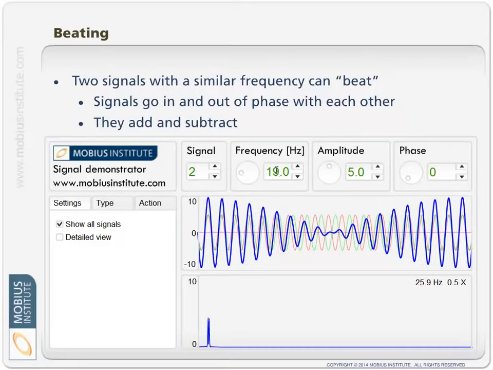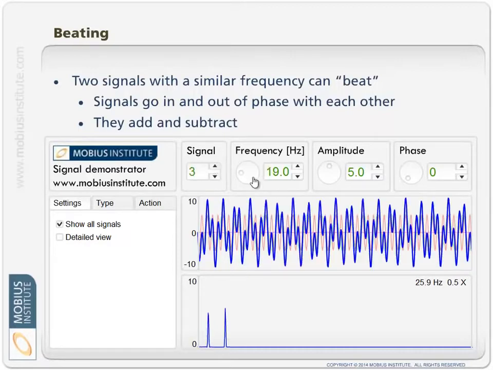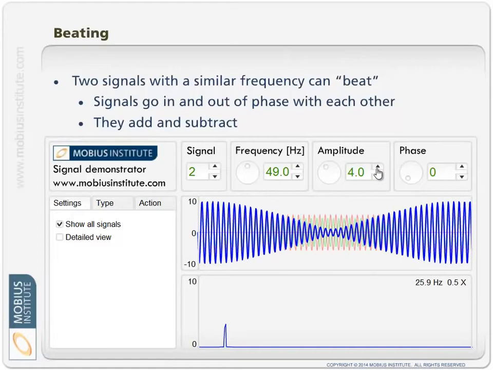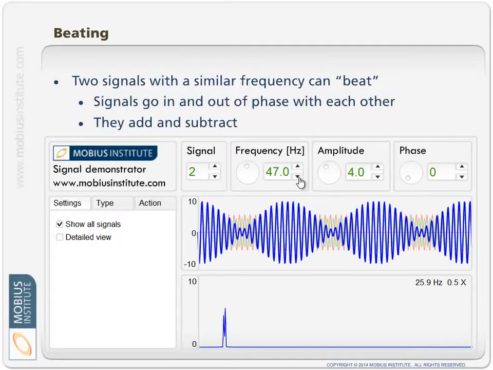So let's go back now to 50 Hertz and keep doing that, and we'll make it 49 Hertz, and we'll leave the amplitude the same. But now, in fact, I'll make it more of a difference. We see this blue resultant waveform. Now I can turn off those other ones because we understand what beating is now. We see something that looks just like amplitude modulation, but it's not. It's actually two signals going in and out of phase.